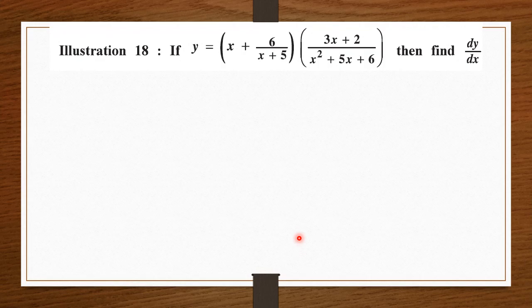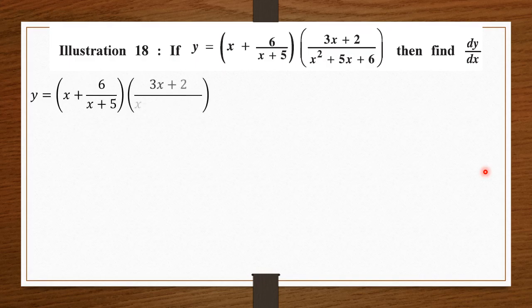Question number 18, illustration 18. Now this might seem like a division and multiplication combination, but actually the first bracket which we have here, when we solve it we will know that this is something else. First of all, let us write down the question as it is, and then what we are going to do, we are going to take an LCM of x plus 5 multiplied with x.